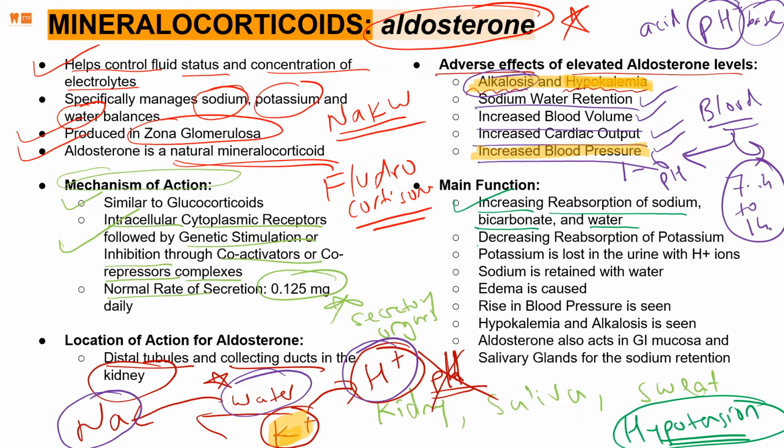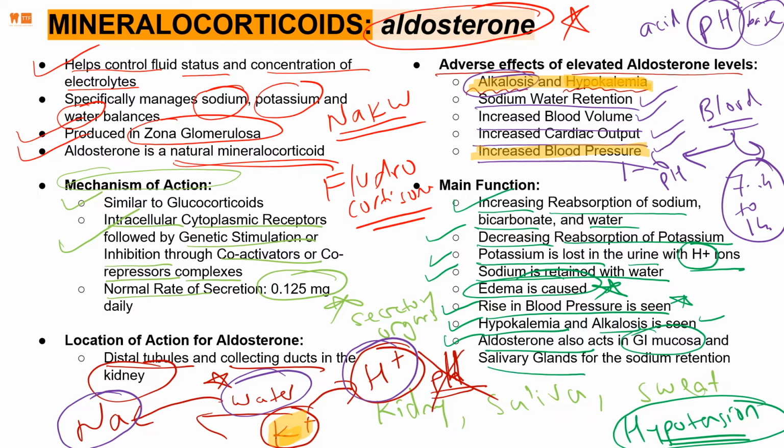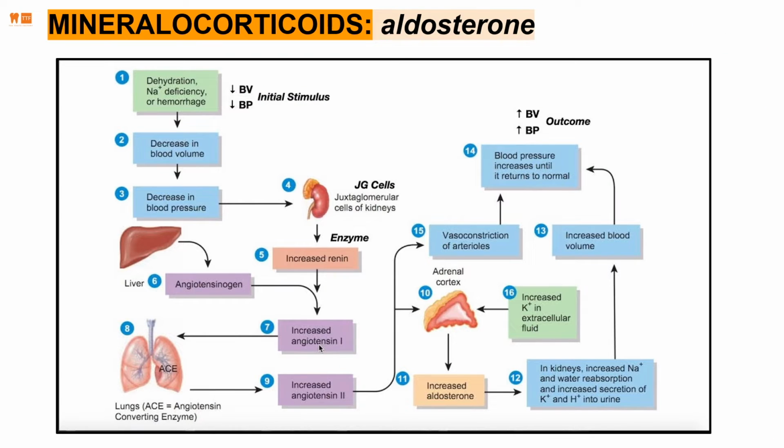Okay. Decreasing reabsorption of potassium. Potassium is lost in the urine with hydrogen ions, and sodium is retained with water. All of that leads to edema. There is a rise in the blood pressure. Hypokalemia and alkalosis is also seen. And aldosterone also acts in the GI mucosa at times as well, and salivary glands, for sodium retention as well. Perfect? All right. So here's a diagram to explain the whole story that we just went through.